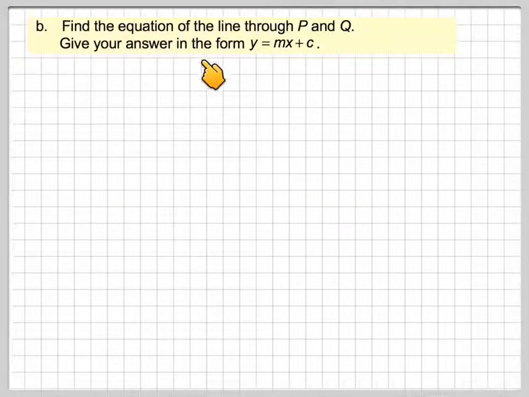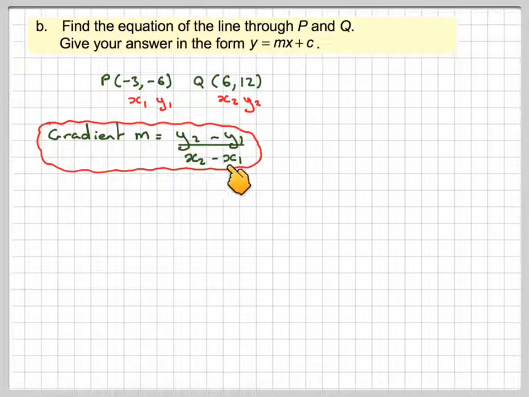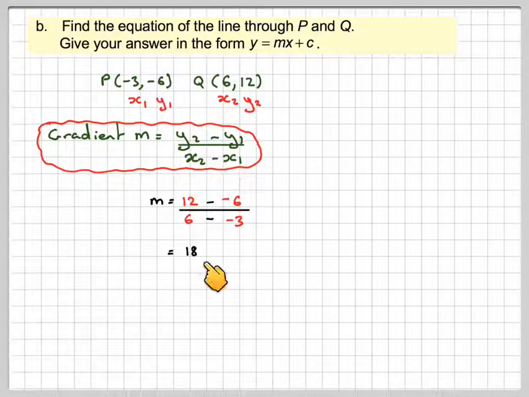Right, find the equation of the line through P and Q. Give your answer in the form y = mx + c. Well, first of all, we need to find the gradient. Writing that down again, writing down x1, y1, x2, y2. The gradient is given by y2 minus y1 over x2 minus x1. So substituting carefully, 12 minus -6. So again, be careful with the signs. 6 minus -3, that's going to give 18 divided by 9. 18 divided by 9 is 2.